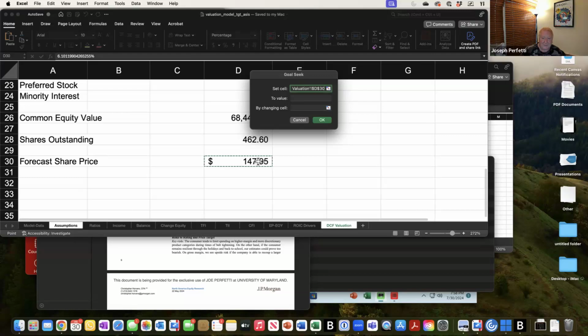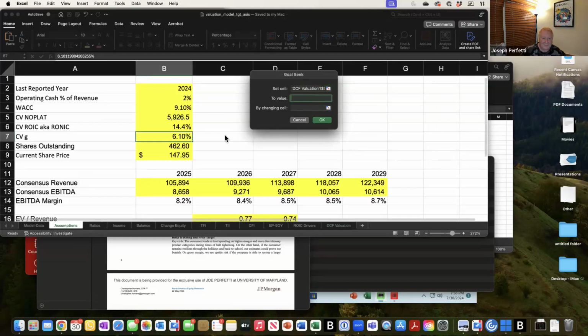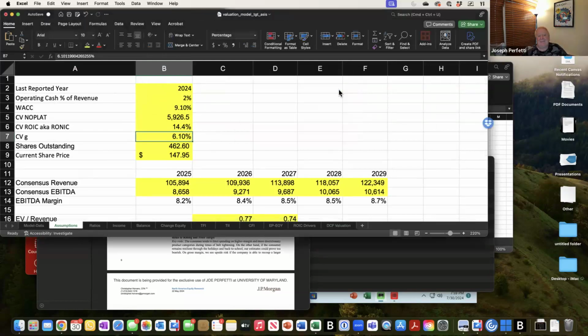That's what I want to solve for. What value do I want Excel to solve for? The current share price, 147.95. And what do I want Excel to change so that the model will iterate through until it gets to 147.95 and then stop? I want it to change the G, which is B7 on assumptions. Got it, thank you. And then when you hit OK, Excel is going to iterate through. Now, 9 out of 10 times this is going to work. But every now and then Excel's going to explode and give you some wacky number that makes no sense. And then you're just going to have to do it by hand or something else.